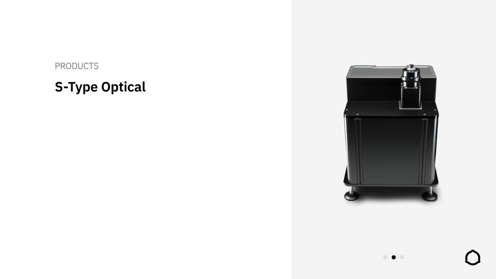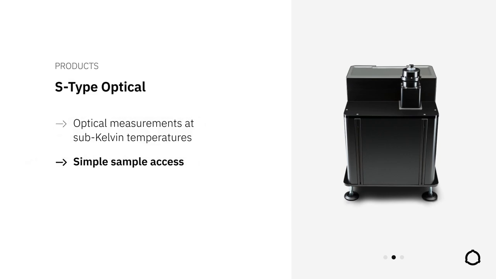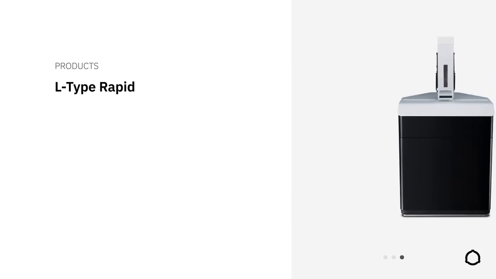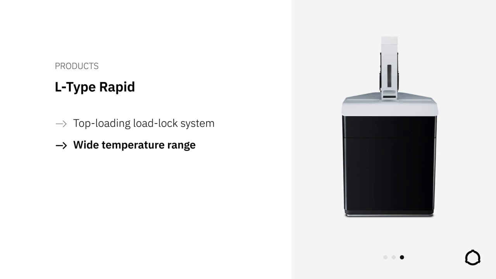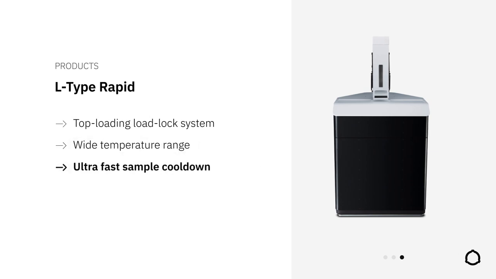Second, the S-type Optical, a compact sub-Kelvin cryostat derived from the S-type Essential. It offers free-beam optical access and an easily accessible sample stage, as well as ultra-precise temperature control. Third, our L-type Rapid, a fast characterization tool offering top-loading of samples, continuous operation down to 300 mK, and one-shot operation to 100 mK with sample cooldown times of less than 3 hours.